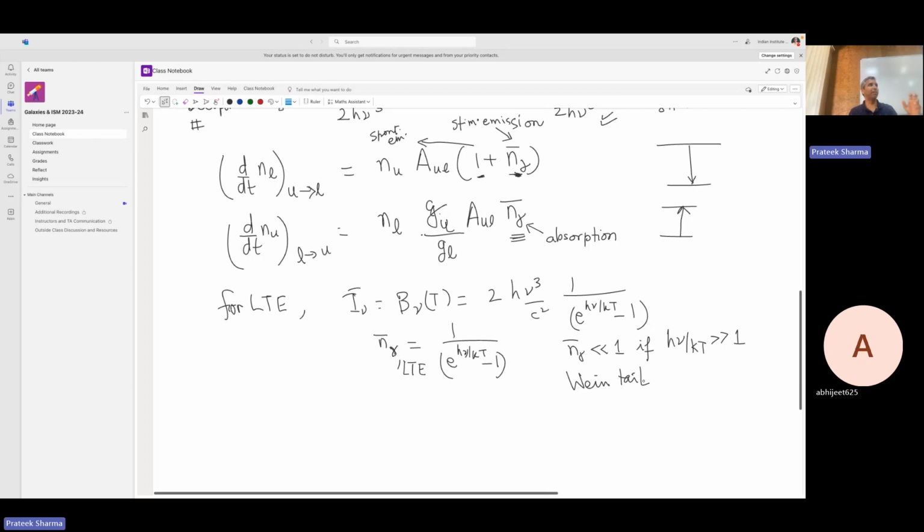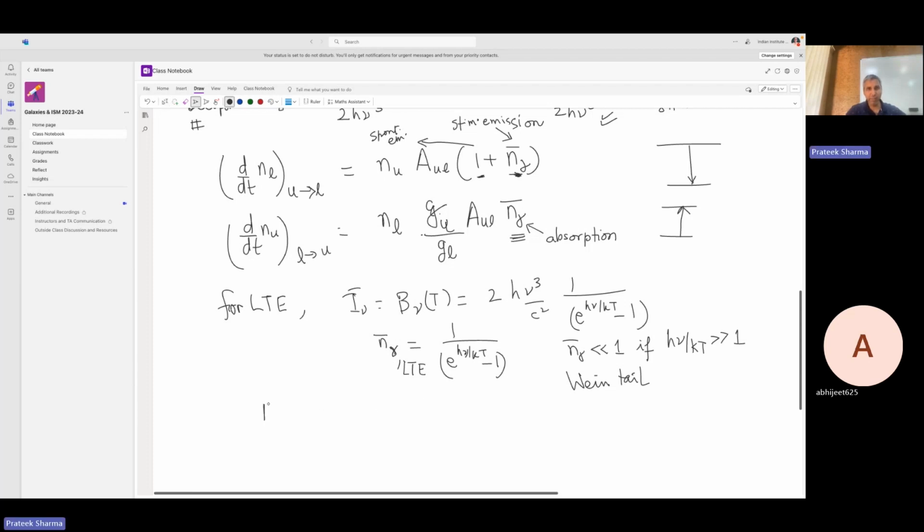This is where Planck came up with this quantum of photon, the idea that light has a quantum nature, and a photon at frequency nu can have energy only E equals h nu. So as you go to very high frequencies, you cannot even create one photon. You don't have enough thermal bath energy to create even one photon. That's why you have this Wien exponential cutoff.